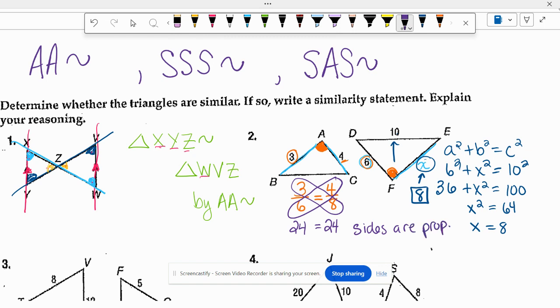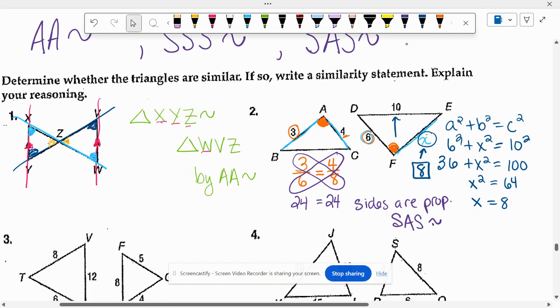And you have a congruent angle. So this is side, angle, side, similarity.